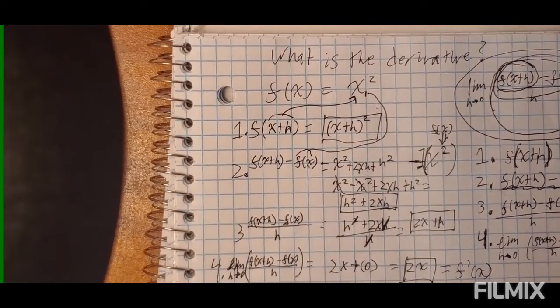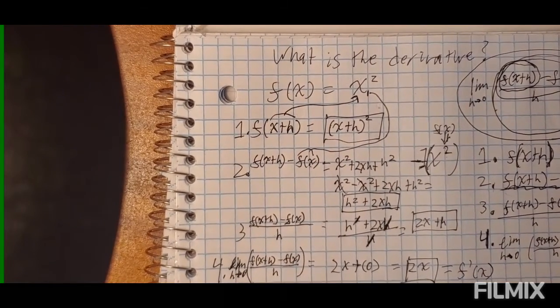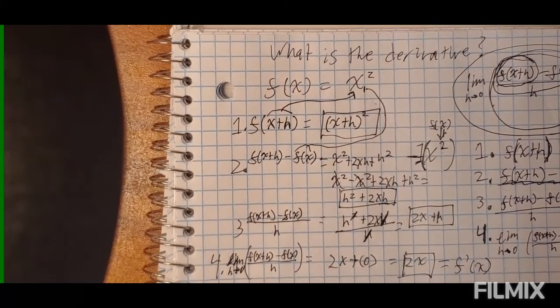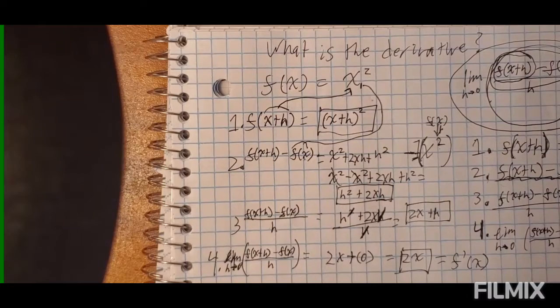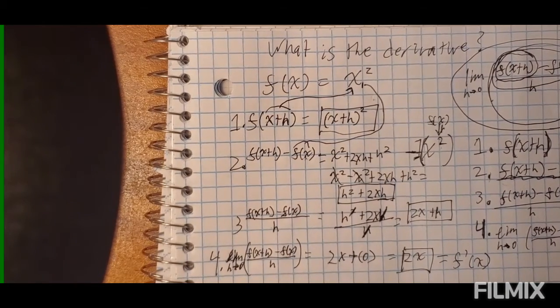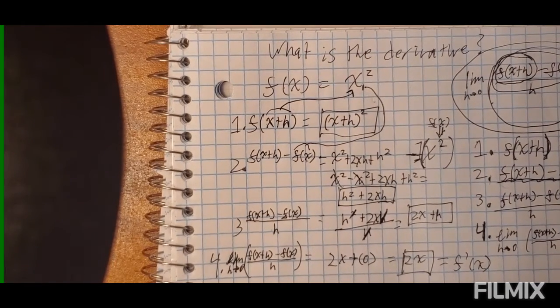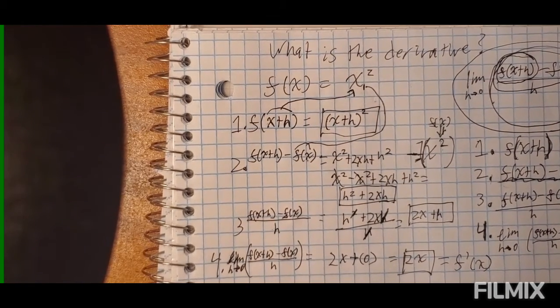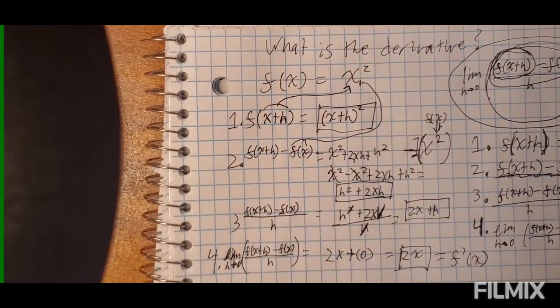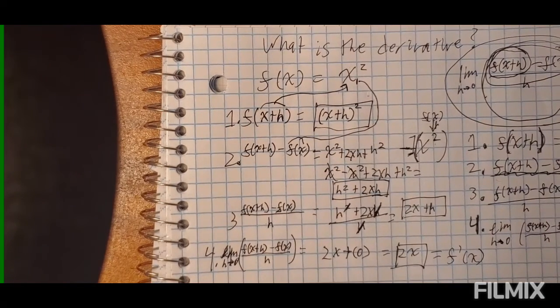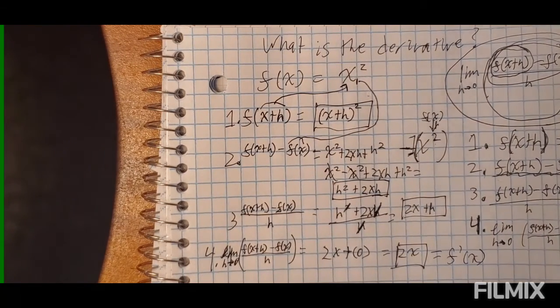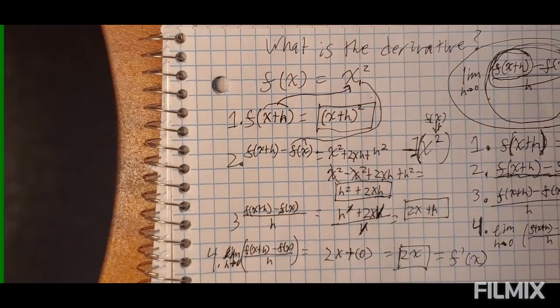Sometimes there's going to be a function where all of the h's cancel out, and in that case, your derivative is just a number, and that's fine, because if your derivative is a straight line, then it's a straight line. Some functions are just like that.